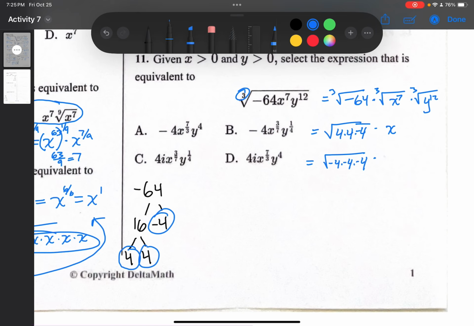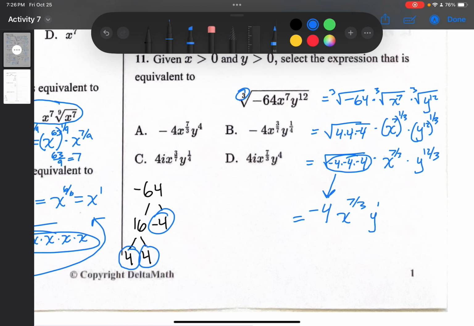Times, let's write this back. So we have our 7 to the 3rd, right? And then we have our y 12 to the 3rd. Then that could be simplified to 7 over 3 and 12 over 3. Now, because we see that's the same value, right? So we see there's 3 negative 4, so we can bring out that negative 4. And x to the 7/3 is as simplified as it can get. And our 12 over 3 can also become a 4. So you should be able to see for number 11, our answer is A.